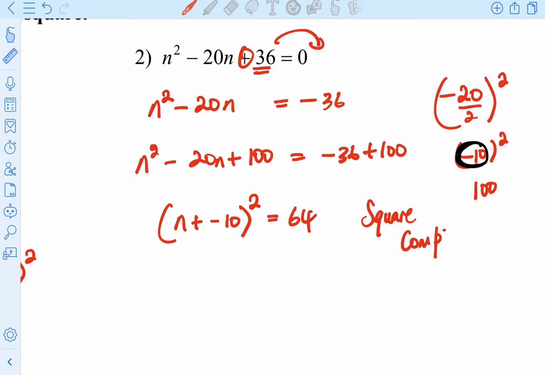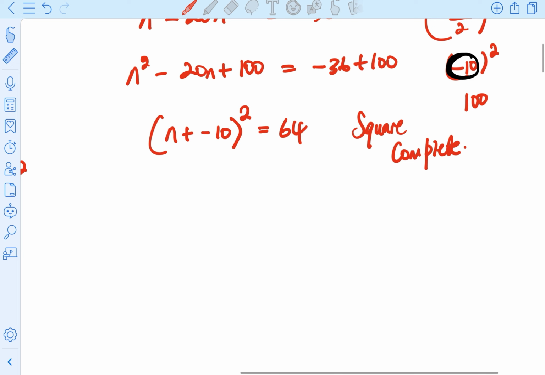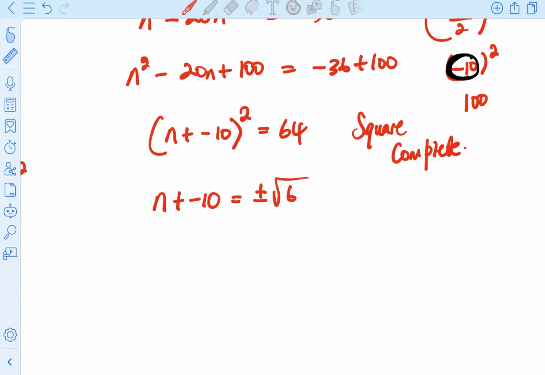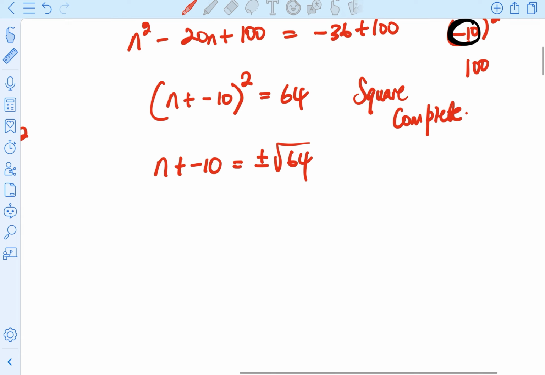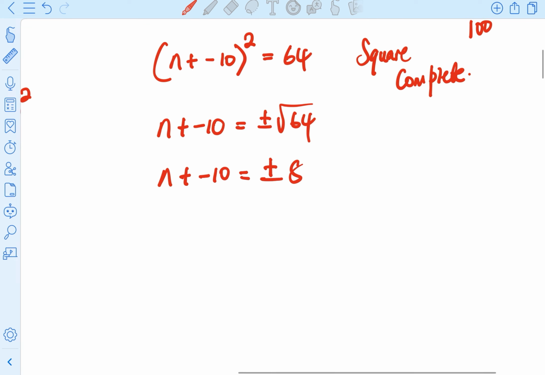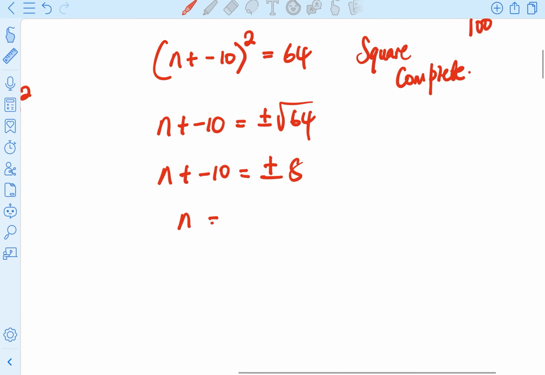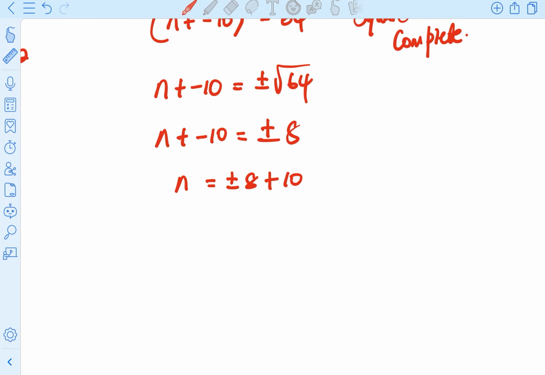Now, square complete, right? Now we solve. So first thing is to move the square over. So this will become n plus negative 10 is equal to plus or minus the square root of 64, right? Let's simplify that. N plus negative 10 will be equal to plus or minus 8. Now this negative 10, when it goes over, it will become positive 10. So now we split our plus or minus.